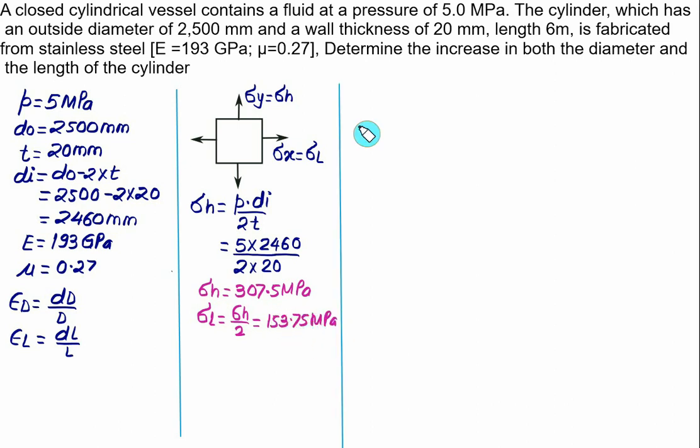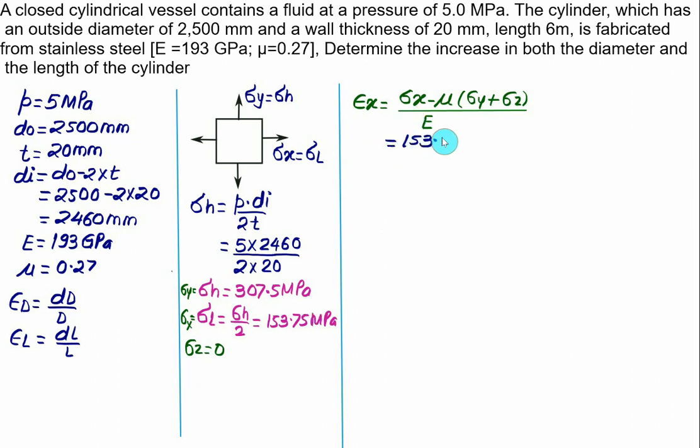We'll use here the generalized Hooke's law, and using the generalized Hooke's law we can calculate epsilon x. Epsilon x is equal to sigma x minus mu times sigma y plus sigma z, and the whole thing is divided by Young modulus E. We have sigma x here equal to sigma L, and we have sigma y equal to sigma h, and sigma z we assign equal to 0. So let's substitute for sigma x.